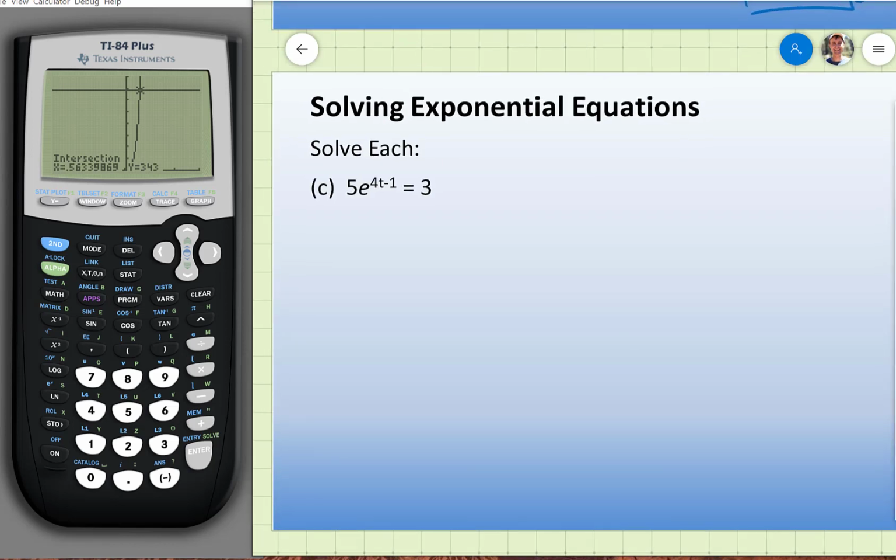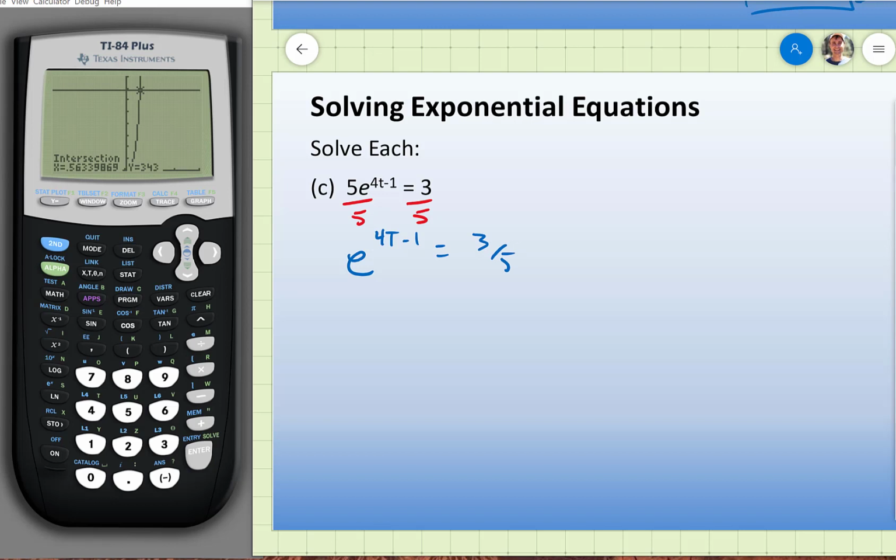All right, here we're looking at exponential base e. Now the natural log is great for exponential base e, but the natural log is not great for multiplying. So dividing is great for multiplying. I'm going to divide that on both sides. e to the 4t minus 1 equals 3/5.